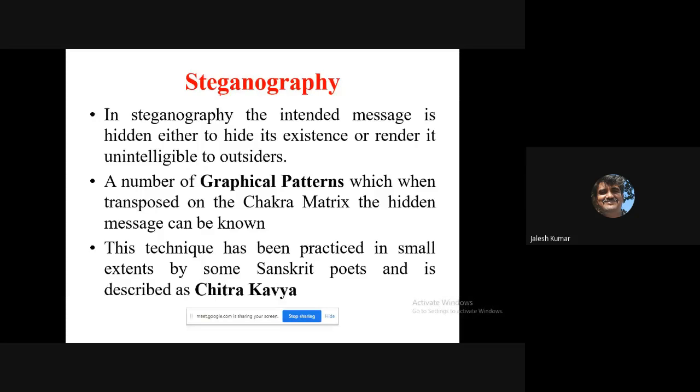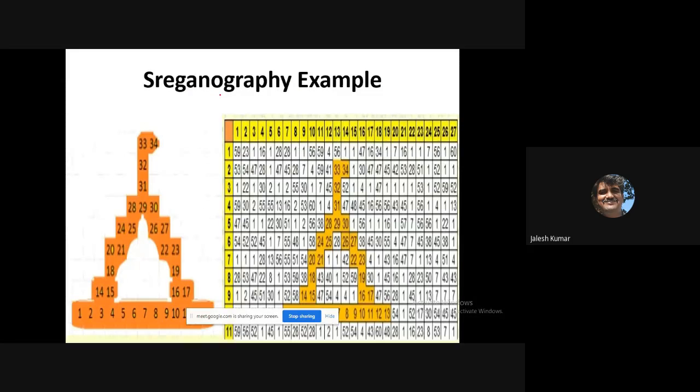And why this particular technique, once again I am saying, the technique has been practiced to a small extent by some Sanskrit poets, and it is described as chitra kavya. So it is something like this.